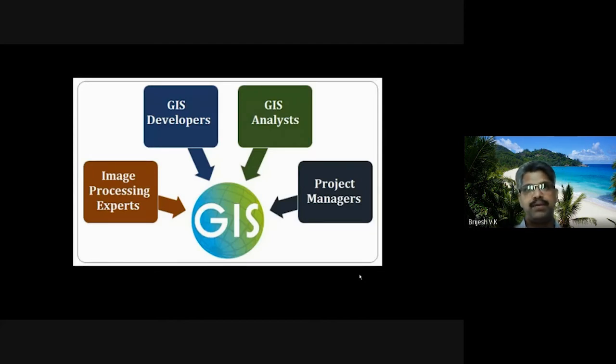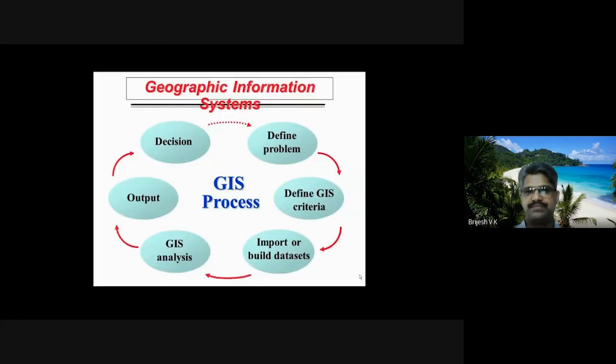Then the different people who are working can be classified into different parts. I mean, image processing experts who will be experts in satellite image data interpretation and image processing. Then there will be people who are developing the GIS softwares, and there will be certain people who will be experts in analyzing the GIS data. And there will be project managers who will be exclusively doing GIS projects, and they'll be handling a lot of people, a lot of data, and they'll be giving solutions to different people by conducting projects.